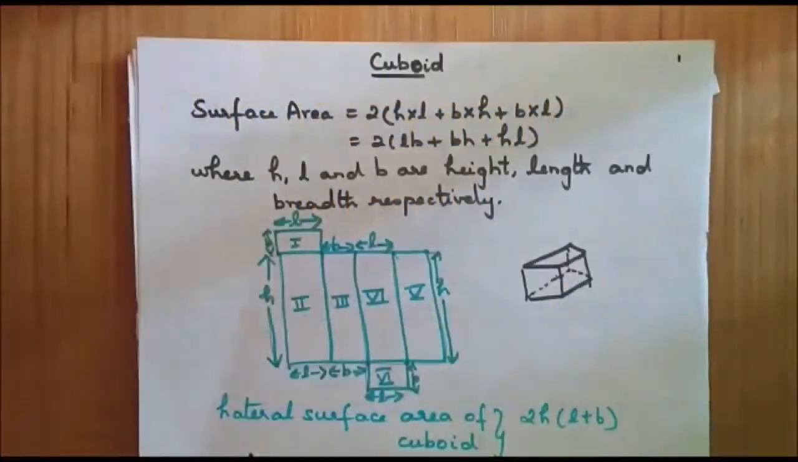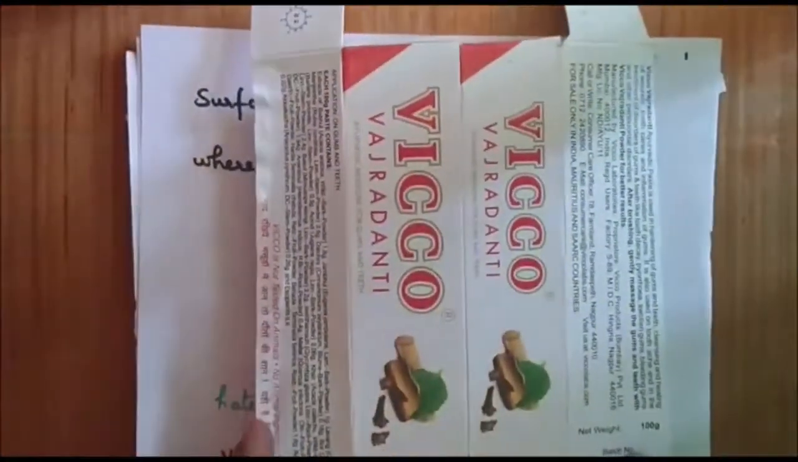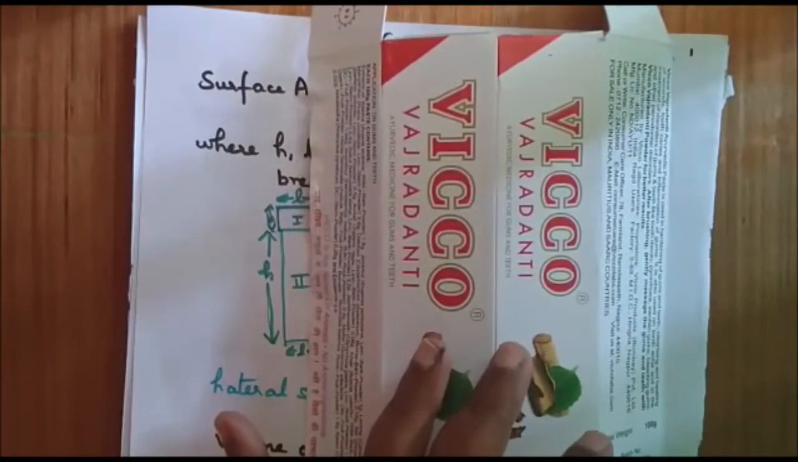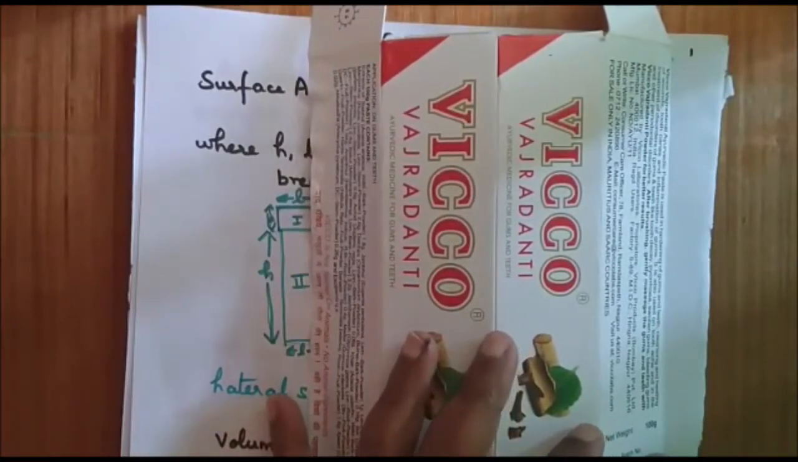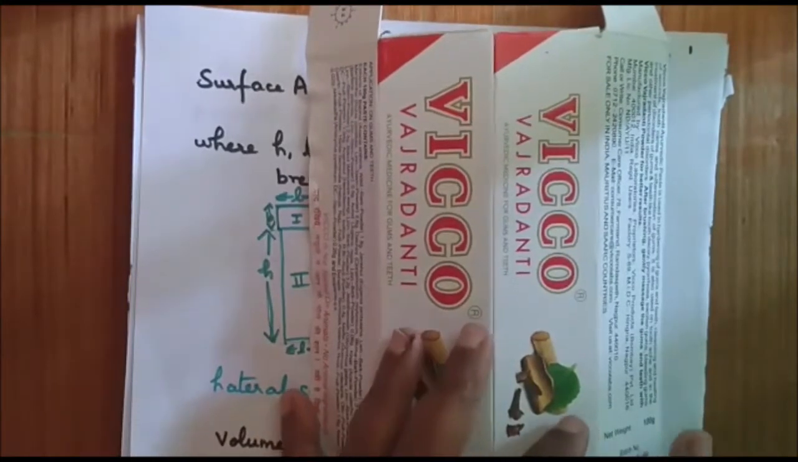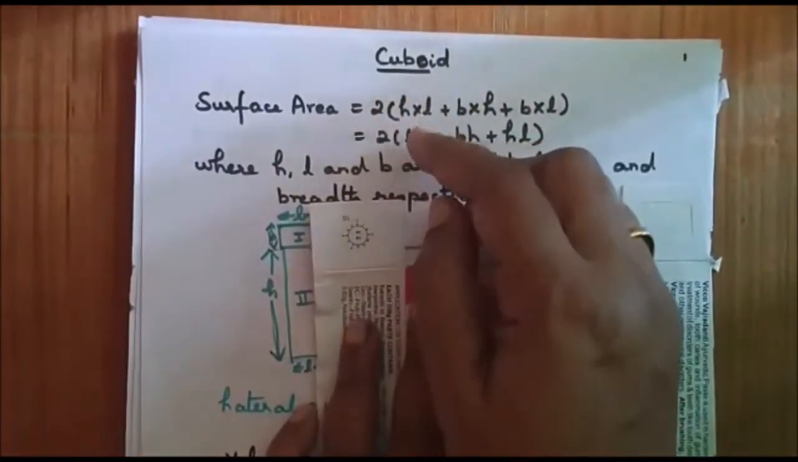Hello friends, this is the continuation of the chapter Mensuration. In this mensuration, we saw about square, circle, rectangle and triangle, isn't it? Now we will see about three-dimensional objects like cube, cuboid, cylinder and so on. So first let us take the case of a cuboid.